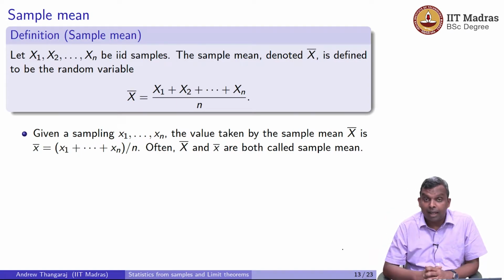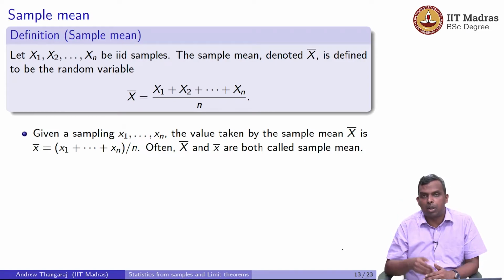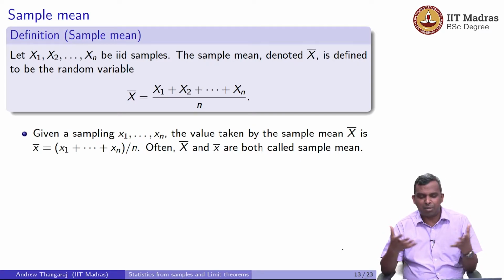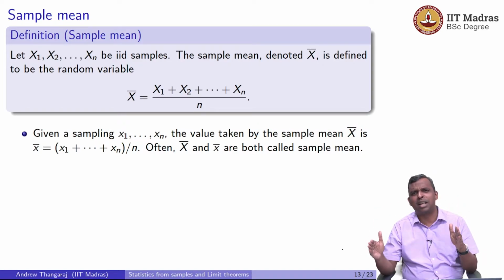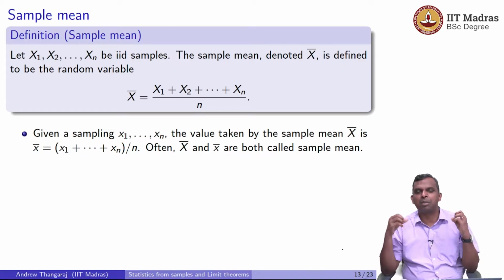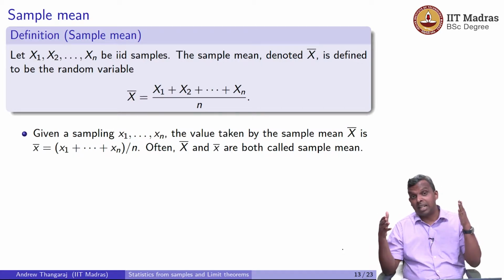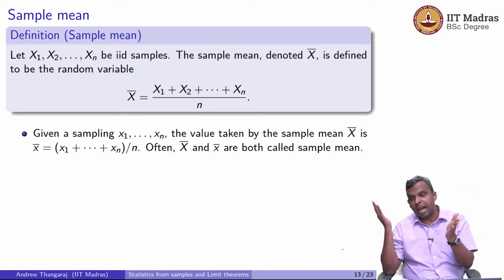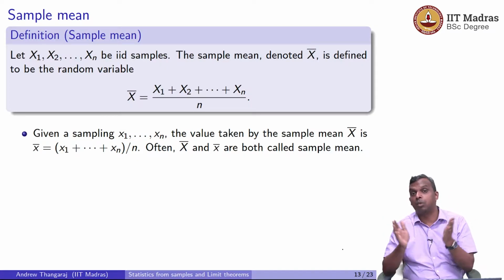If you are given a particular instance of the sample, one particular sample x1 to xn, then the sample mean will take a particular value. Quite often when we describe these things, it's difficult to keep track of the difference between the random variable, the instance, and the particular value taken by it. People will simply say sample mean, or average value. You should be conscious of the difference between the IID sampling model, the sampling distribution, and what you got from the actual samples, the instance of the samples. You should know the connection between the two, what is connected, what is not connected.